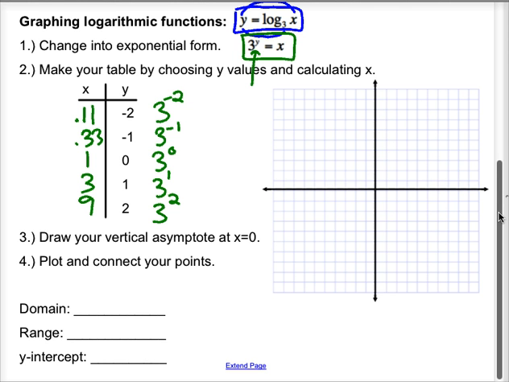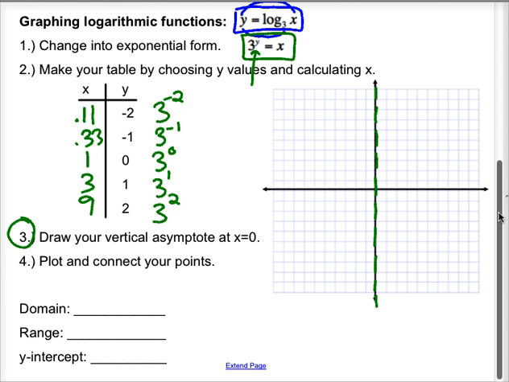So I've got my table. Now the next thing, I'm going to draw my vertical asymptote right away. All right, so when there's no shifting, no anything, my vertical asymptote is going to be right there at x equals 0. And now I can plot my points. So I have my x's and I have my y's.